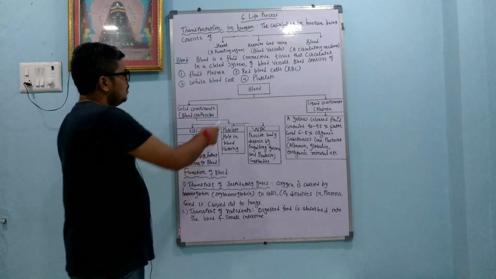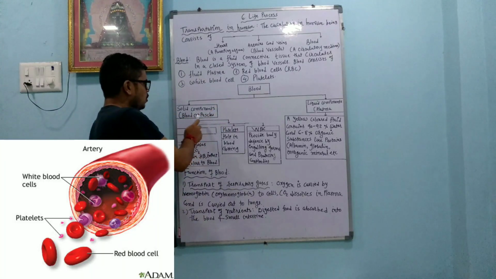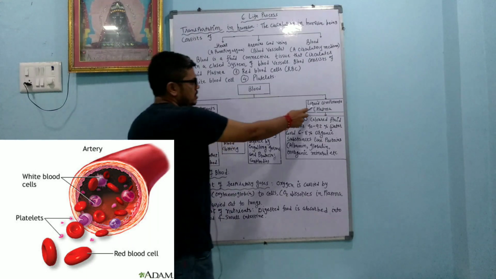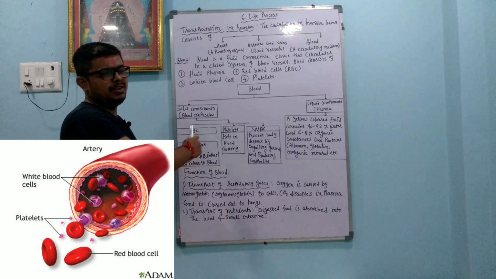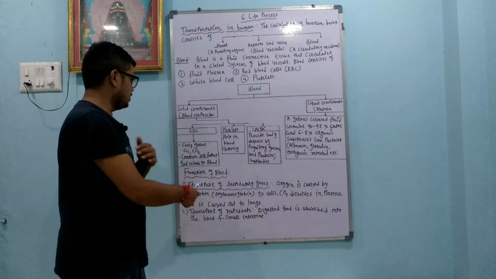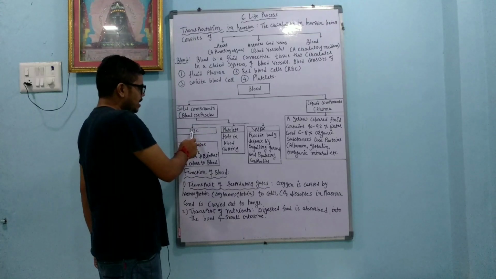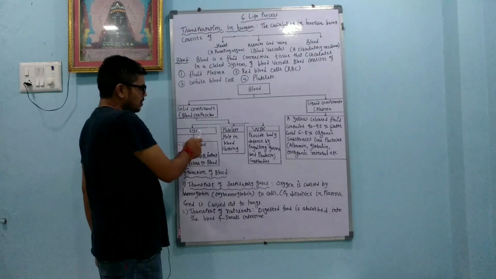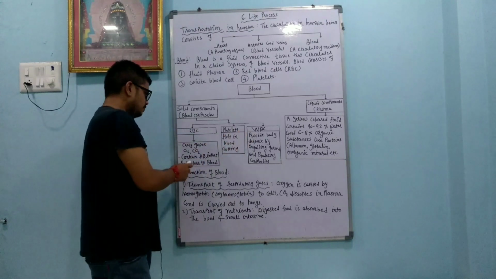Okay, blood is divided into two parts. One is called the solid component, that is called blood corpuscles, and the other is the liquid component, that is called plasma. So we will see the first classification, then we go on to the second classification. The solid component is divided into RBC, that is the red blood cell, platelets, and WBC, that is the white blood cell.